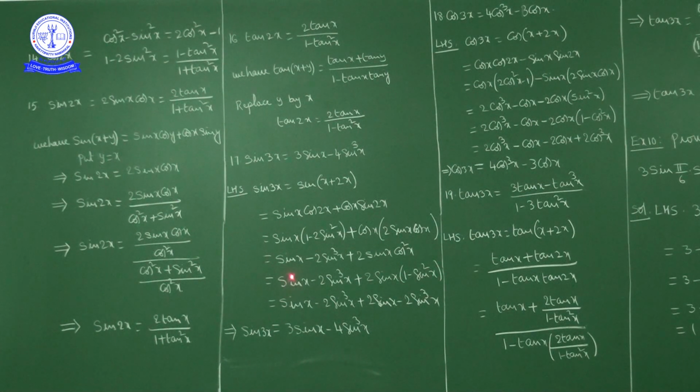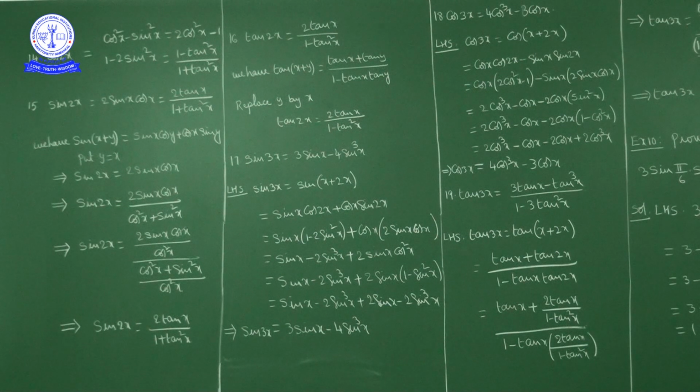Here we have sin x minus 2 sin cube x plus 2 sin x into 1 minus sin square x. Multiply 2 sin x here, so we get 2 sin x minus 2 sin cube x. If you add the sin terms, sin x plus 2 sin x, total 3 sin x, minus 2 sin cube x minus 2 sin cube x is minus 4 sin cube x. So sin 3x is equal to 3 sin x minus 4 sin cube x, using the property sin x plus y is equal to sin x cos y plus cos x sin y.